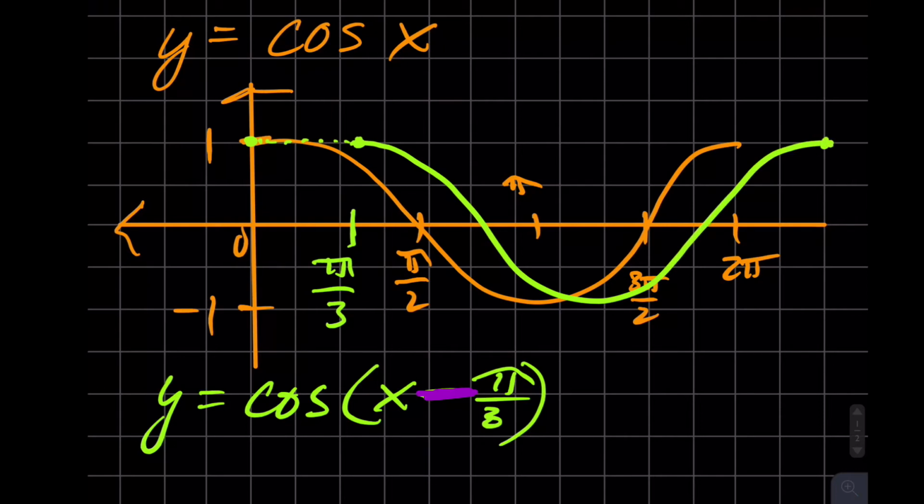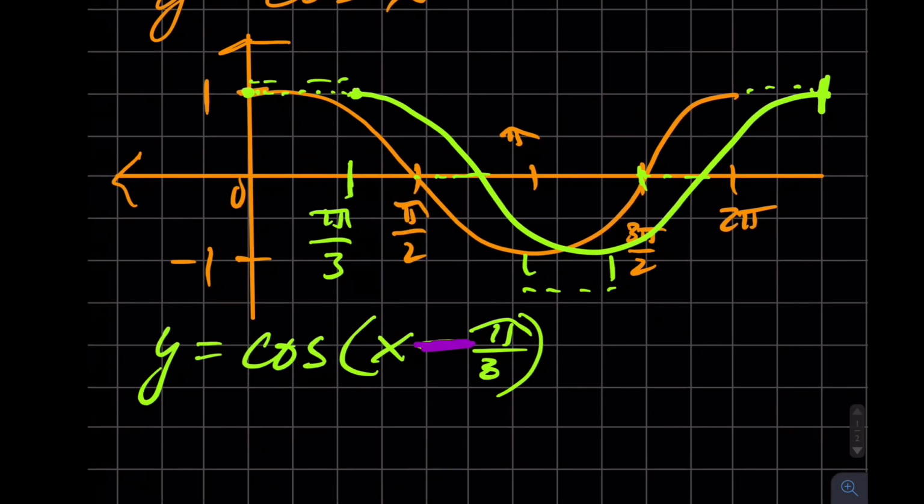This is shifted over to the right pi over 3. This shifted pi over 3, this shifted pi over 3, these values shifted over pi over 3. And again, my scale is not perfect, but I shifted to the right pi over 3.